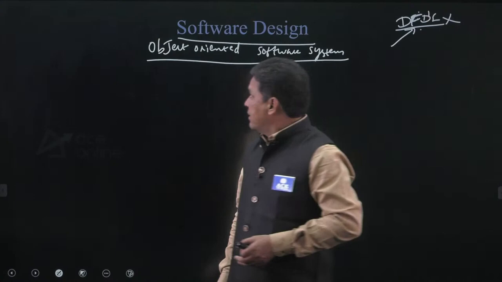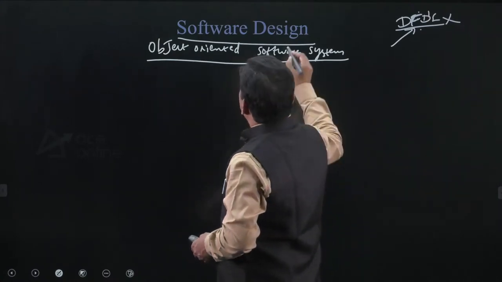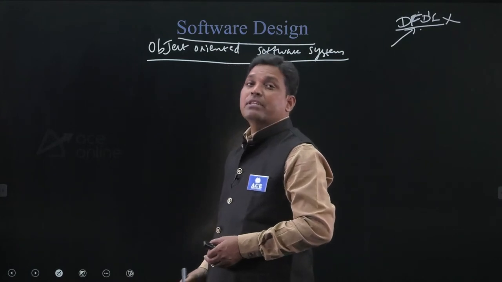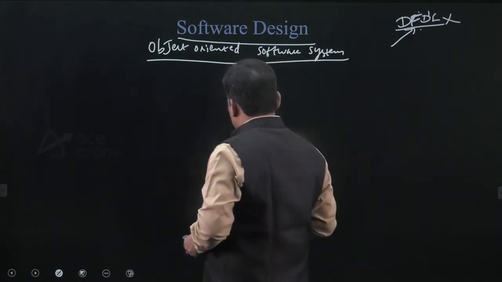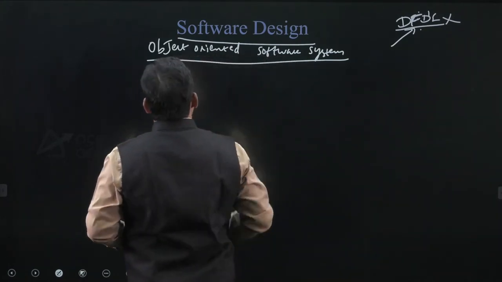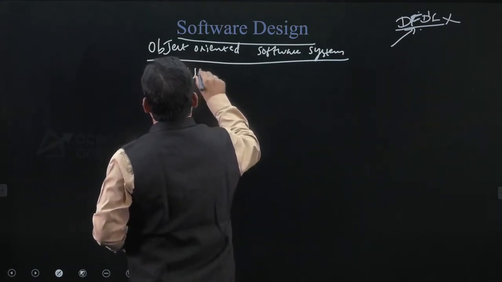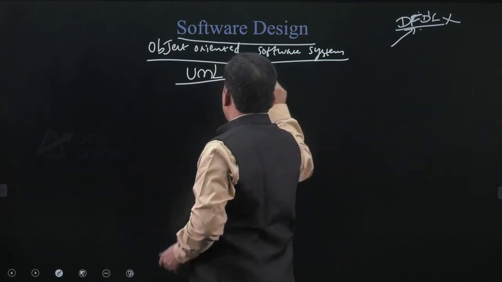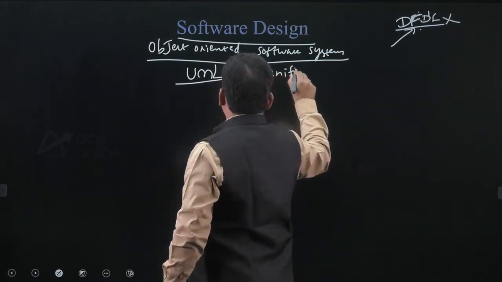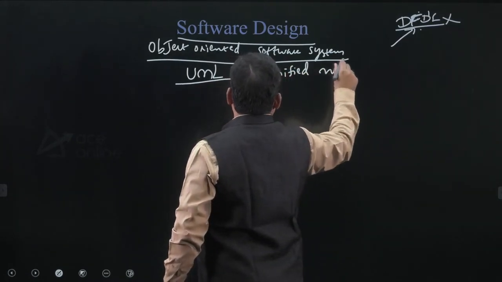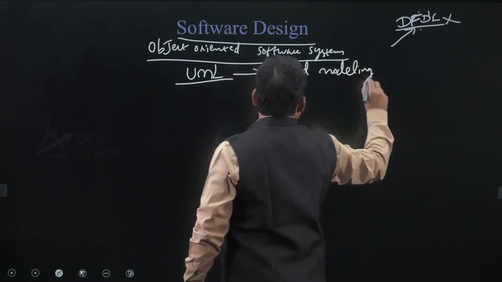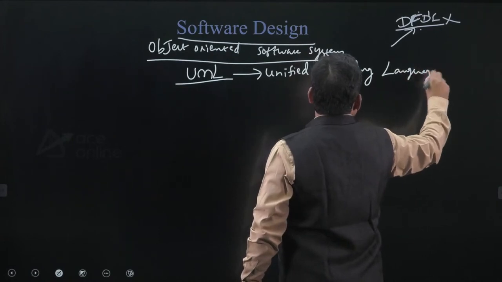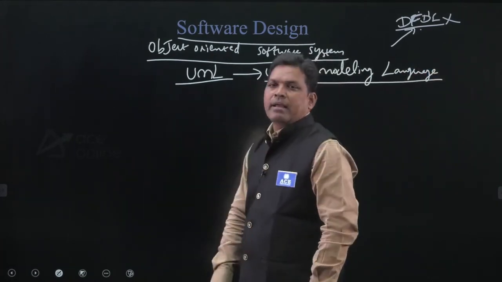That's why object-oriented software systems can be modeled by using an object-oriented modeling language. What is the name of the object-oriented modeling language here? UML. So UML was introduced. UML stands for Unified Modeling Language.